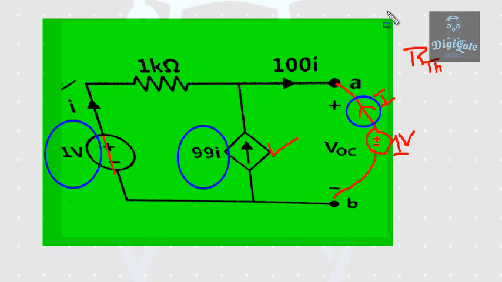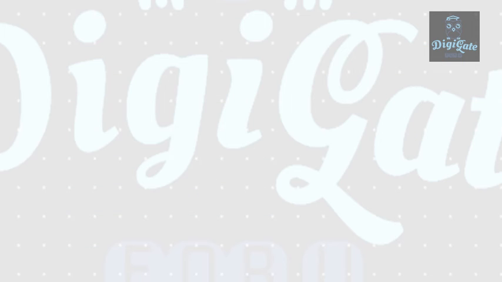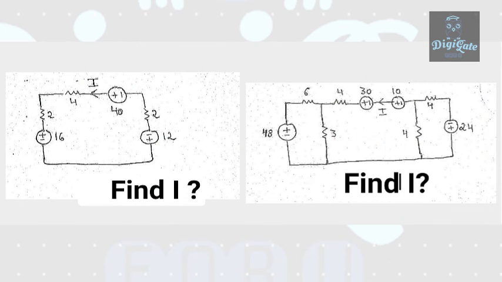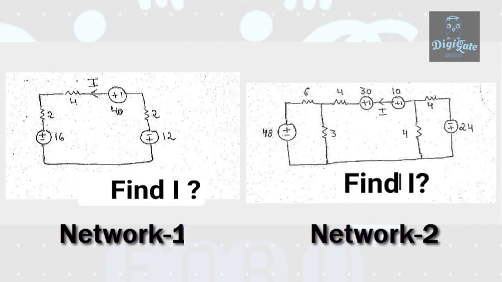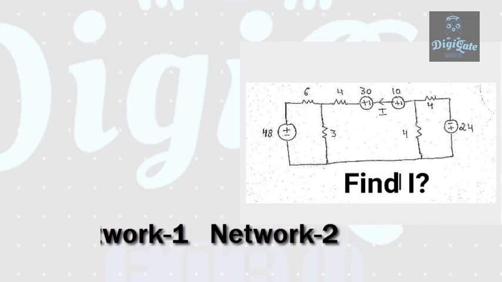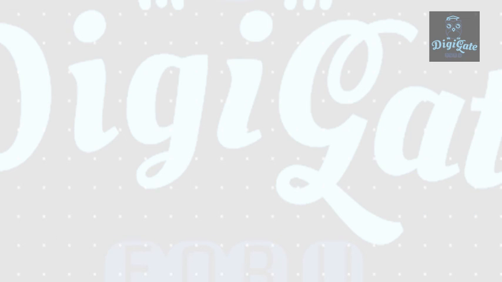Now find out the RTH of this question and tell me the answers in the comment section. This is the first task for you. And the second task for you would be to find out the current I in these networks, network 1 and network 2, and tell your analysis of the networks in the comment section. That is how network 2 is related with the network 1. You have to tell me that in the comment section.